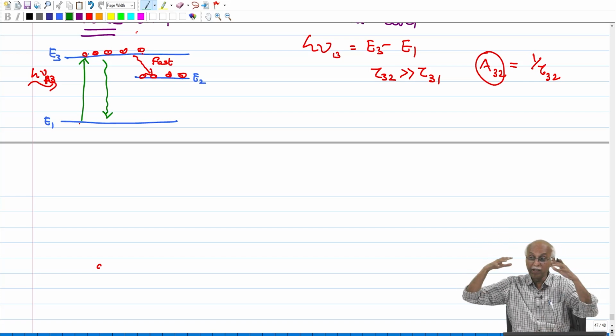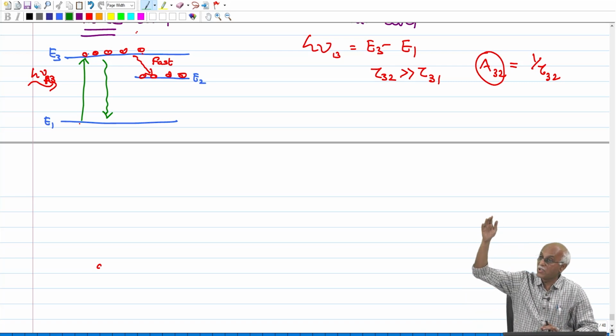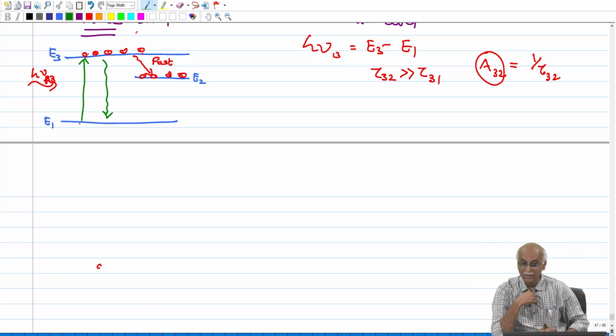Multiple combinations of molecular structures will have different, complex energy levels. So there are multiple energy levels, but some will have particular characteristics, and we are specifically talking about such materials, which have a very fast decay time over here and a slow decay time, as tau 32 is much larger than tau 31.